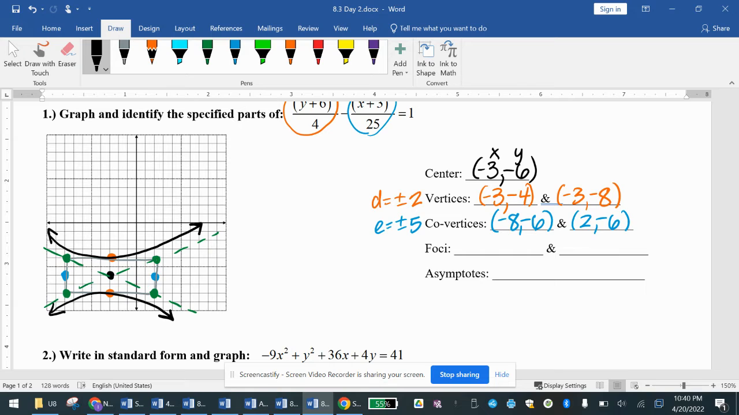As you can see, I already graphed it, but they are asking me to find the coordinates of the foci. Remember, you need to use a formula for that. C squared equals d squared plus e squared. So if I fill in my values for d squared and e squared, I find that c is plus or minus square root of 29.